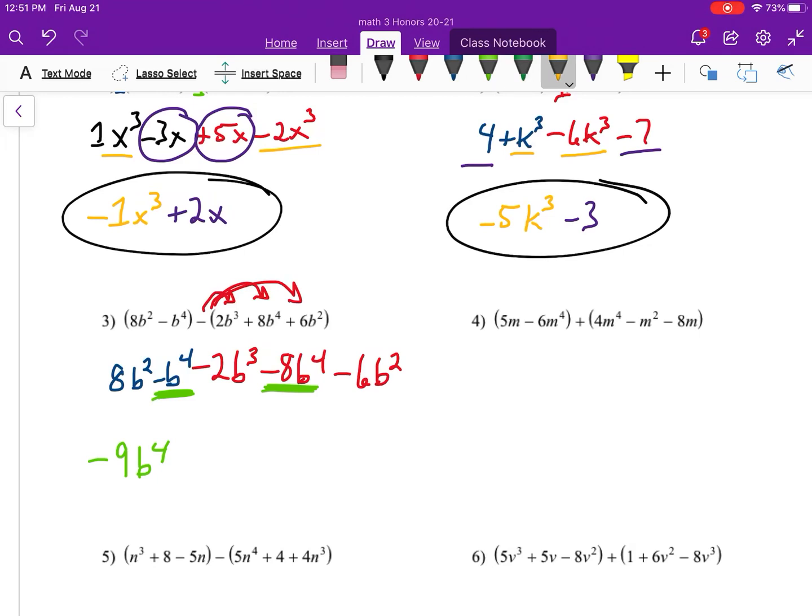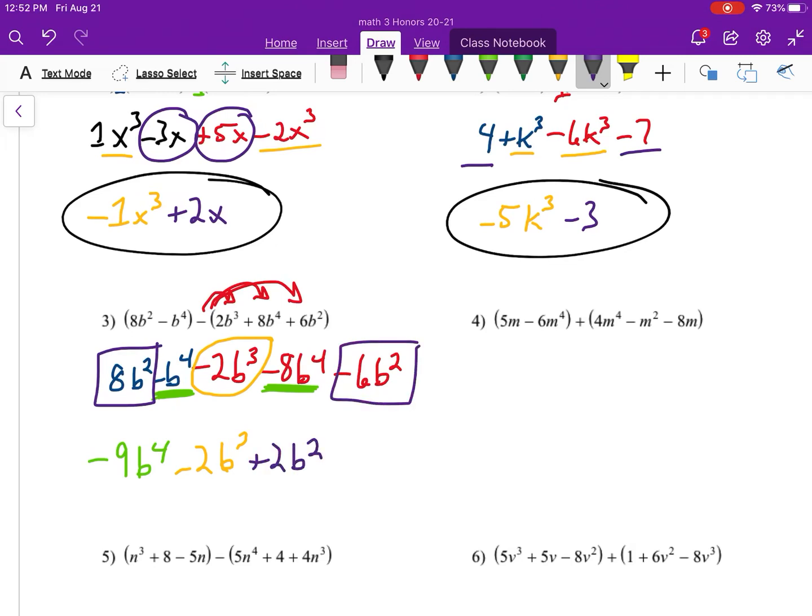And then I'm going to go ahead and do b cubed, which there's only one of them, so that's pretty easy. Just minus 2b cubed. And then we have b squared, which is 8b squared and negative 6b squared, leaving us with positive b squared.